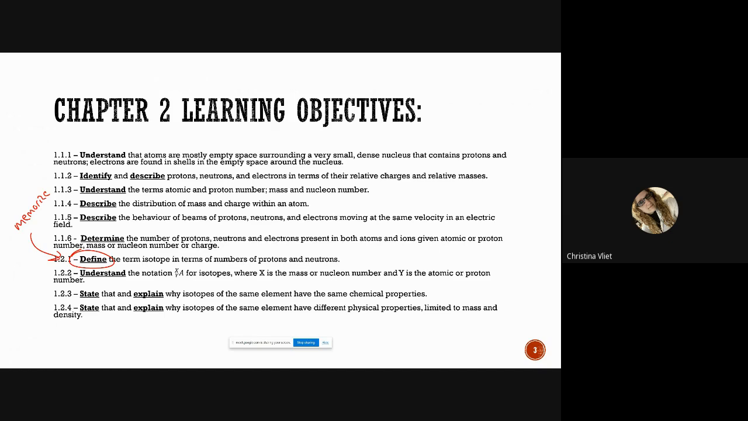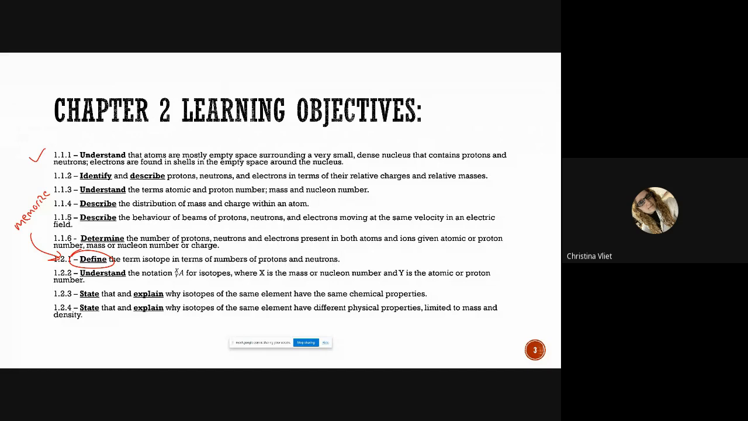It says, understand that atoms are mostly empty space. There's a very small dense nucleus that has your protons and neutrons, and your electrons are found in the shells in the empty space around the nucleus. If you already know that, put a check mark. Like if you came into this class and you're like, yes, I know that. If you don't know that, put an X. Figure out before each lesson what you already know from either previous or a class before, or what is brand new information to you.